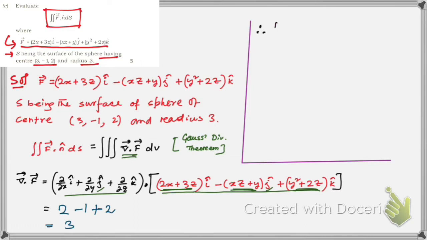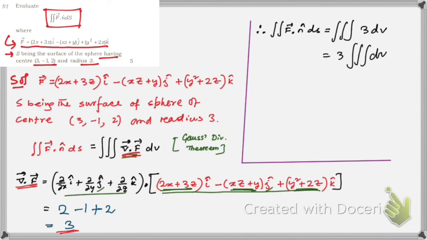So we have got divergence F equal to 3. Now you see, in that volume integral we have 3 dV. So 3 is taken out of the integral. So the volume integral of dV will be the volume of the sphere. We know the volume of a sphere is given by 4 by 3 pi r cube, right? Volume of a sphere of radius 3.